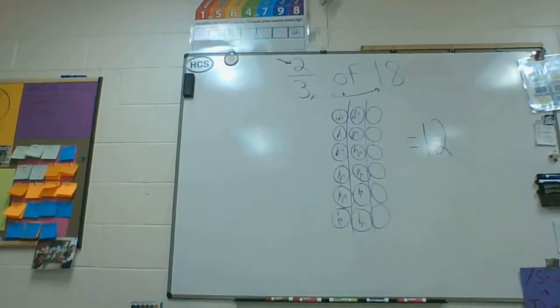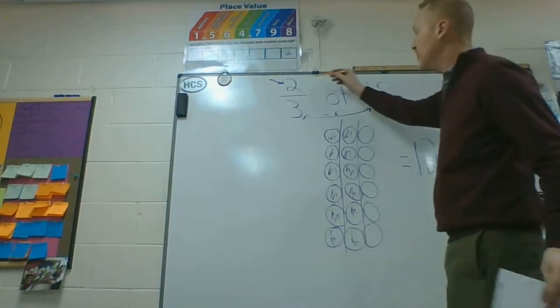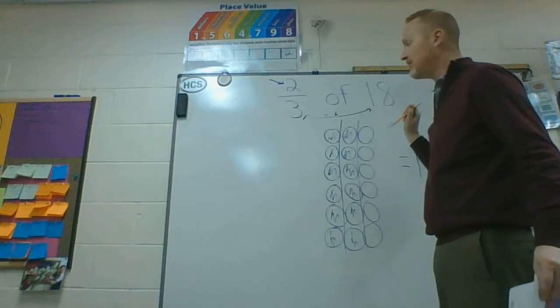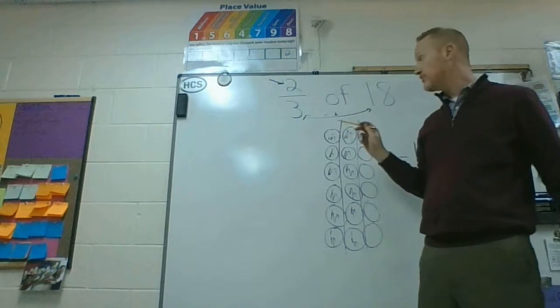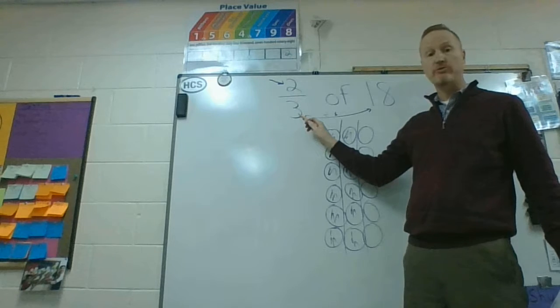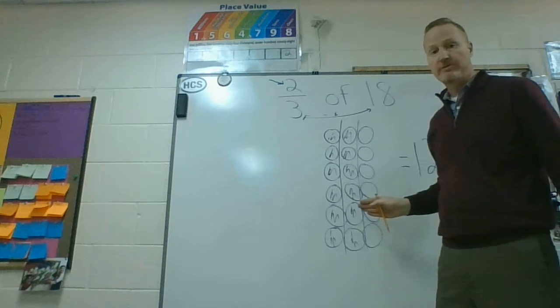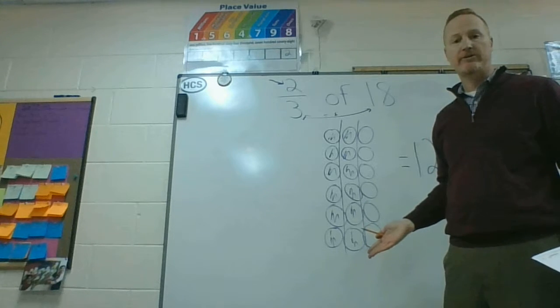All right. So it's asking us, what is 2/3 of 18? I've been instructing the students to look at the denominator first. 3 is the number of groups that we're going to have. You can see I have 3 groups. But how did I get here, right? How did I make those groups?